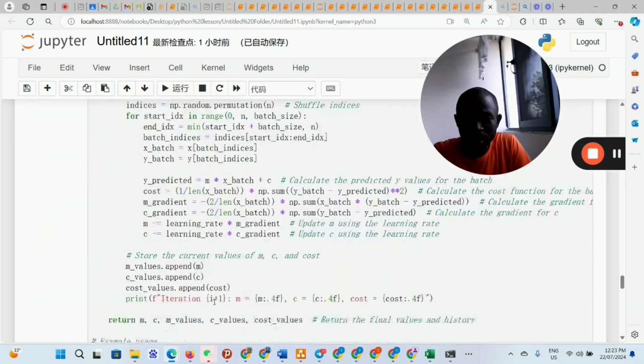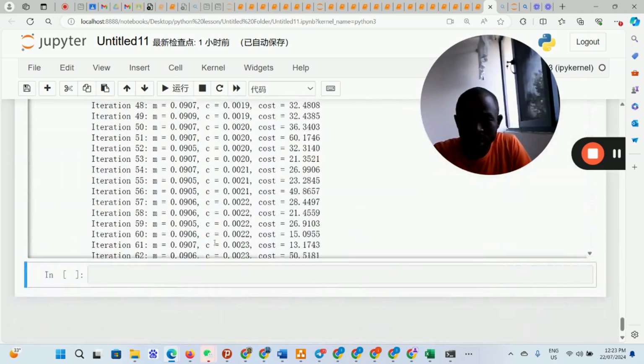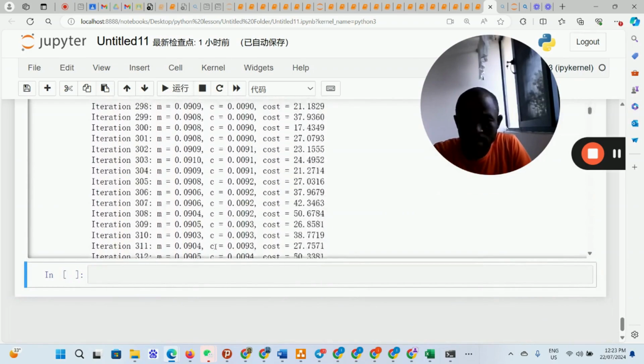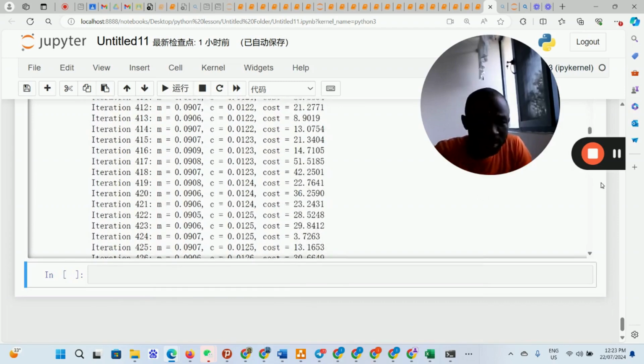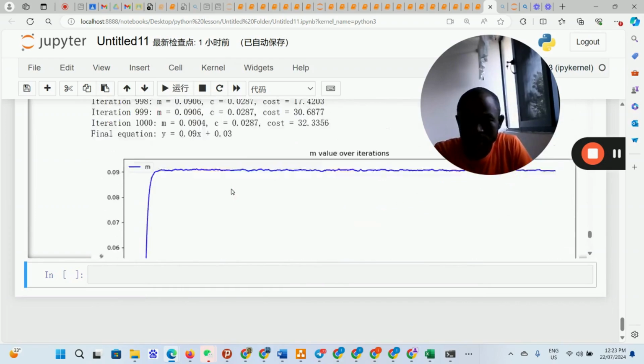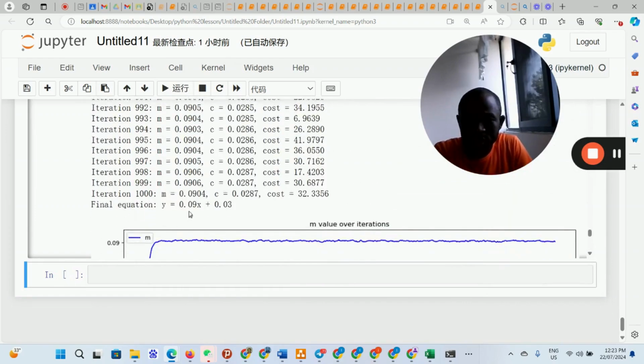Okay, now let's look at this other line. What is this line? Let me scroll down very fast. Okay, this line is 0.09 plus 0.03. So the slight difference is at this point, but it's slightly the same.